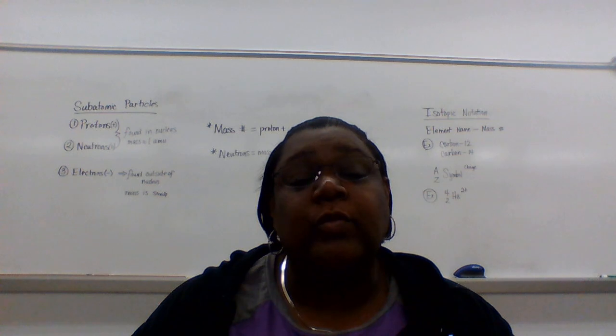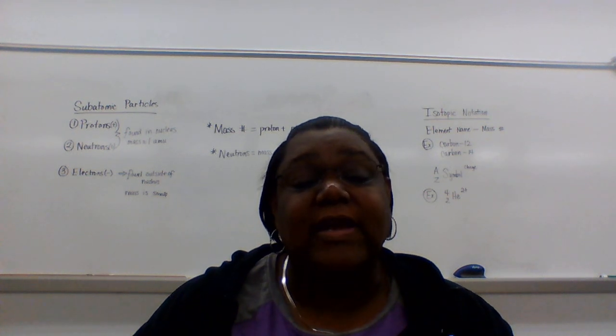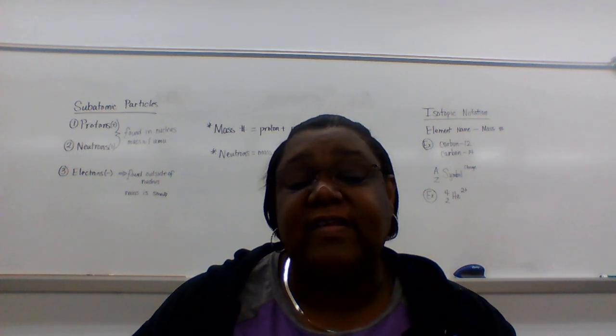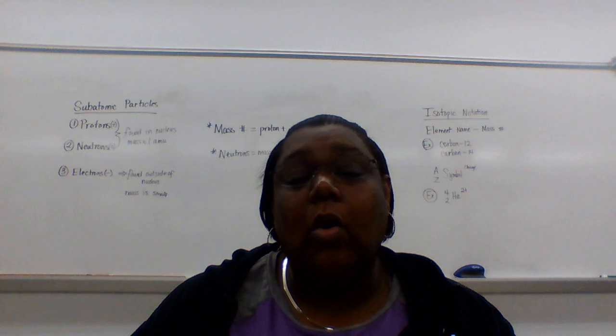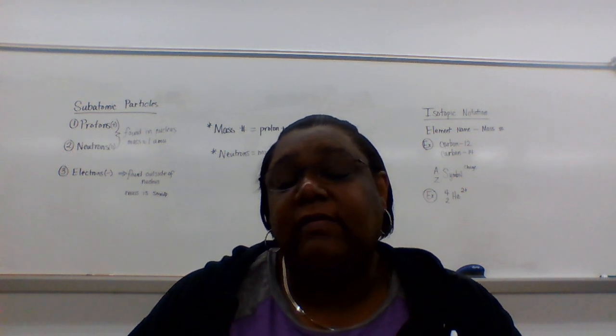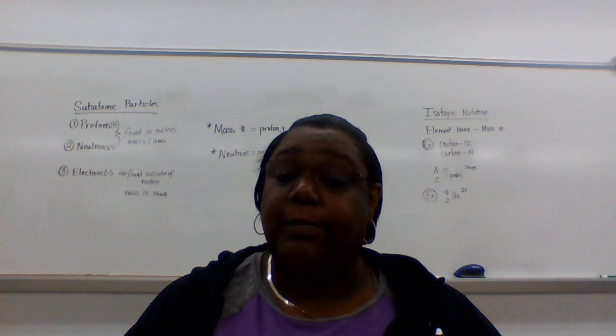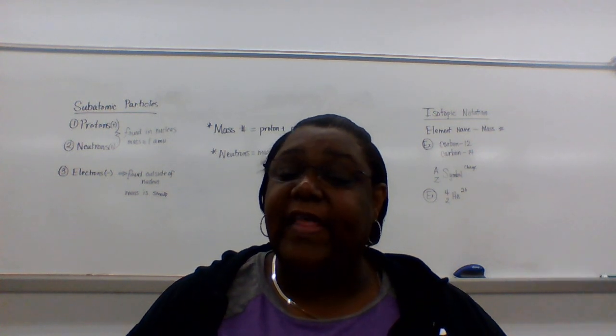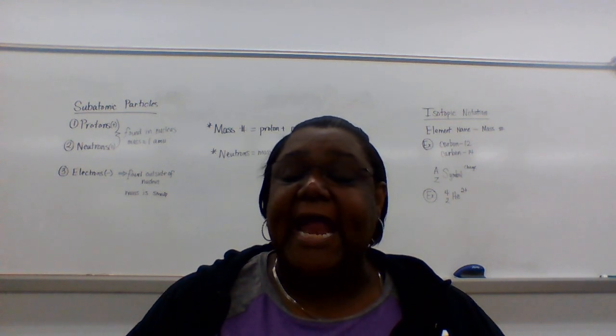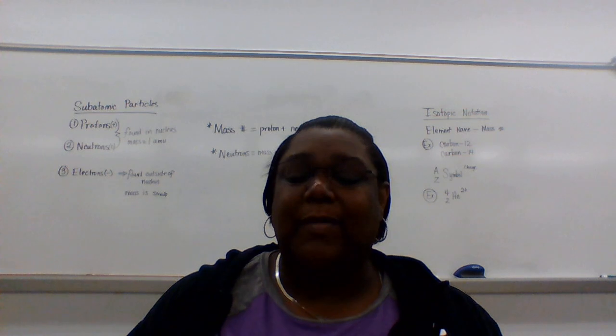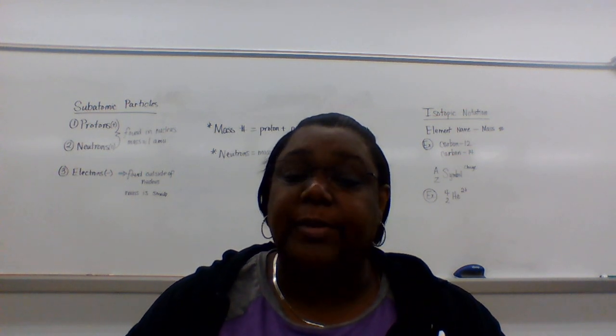Sometimes when you're using isotopic notation, they may not include the Z value. How do you determine the Z value if they don't show it? The answer is you just go to the periodic table, you look for that particular element, and then you'll know what the atomic number is based off of what you see on the periodic table.